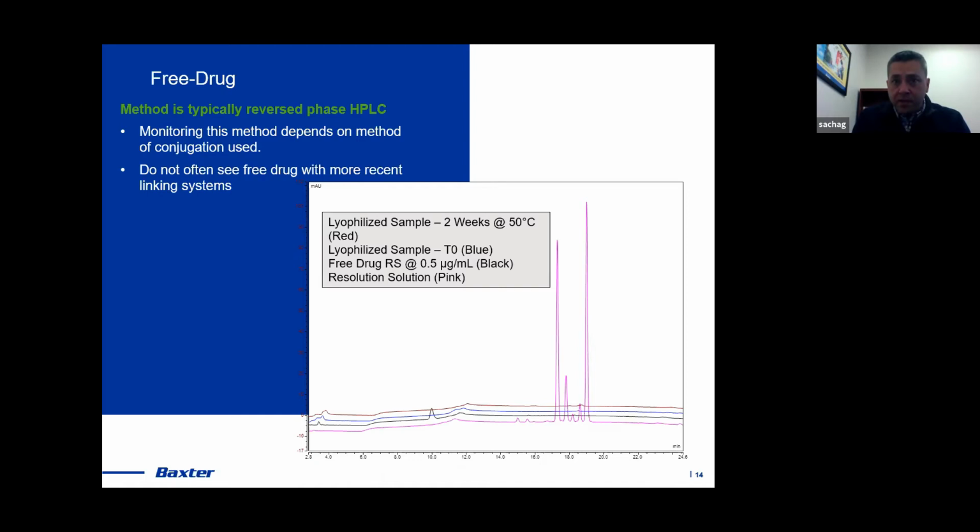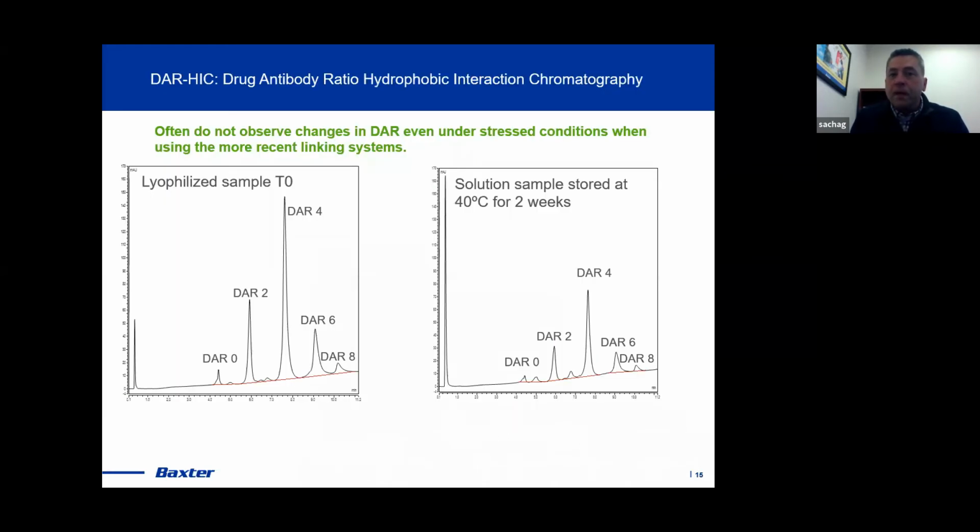Rarely have we ever seen free drug available in the formulations when we're using these newer linker systems. Here's also an example of the drug antibody ratio. Again, even under stressed conditions, I'm showing you here 40 C for 2 weeks, but we have data for 40 C for up to 6 or 12 months, maybe 2 years, where you do not see any changes in the drug antibody ratio. So it's usually just included as a check.